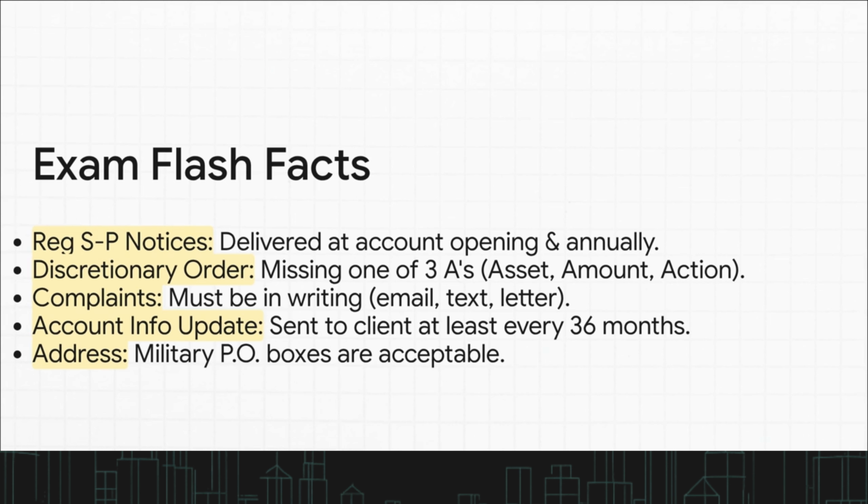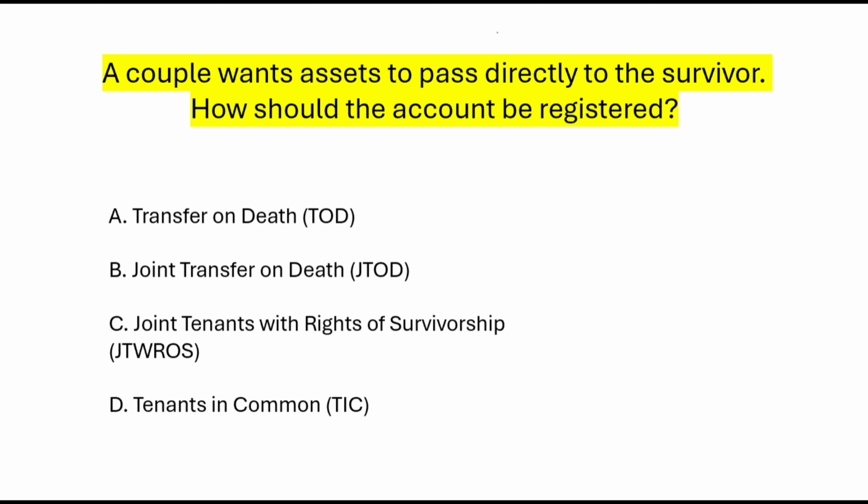Regulation SP, privacy notices: at account opening, and then annually. A discretionary order is when you're missing one of the 3 A's: asset, amount, or action. A complaint only counts if it's in writing. You have to send updated account info every 36 months, and yes, a military P.O. box is a totally acceptable address. Know these cold. Let's try one.